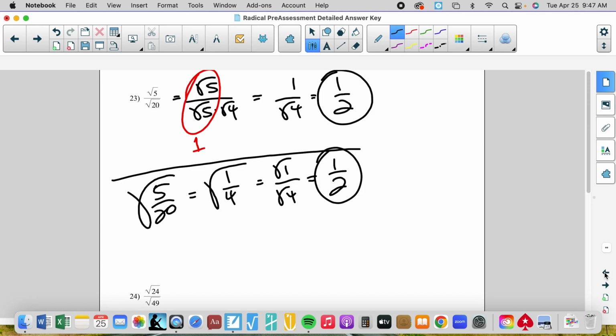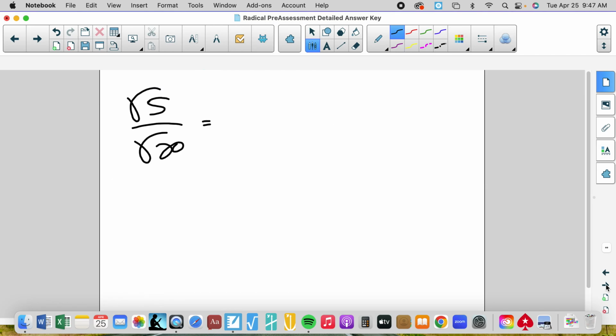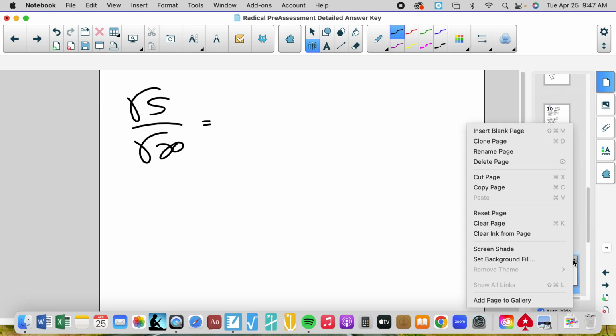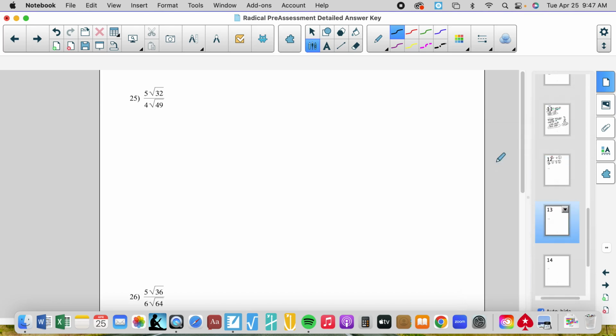Let's see the other technique that I used. We're not going to rationalize this. I'll use the rationalizing technique later when it's more relevant.